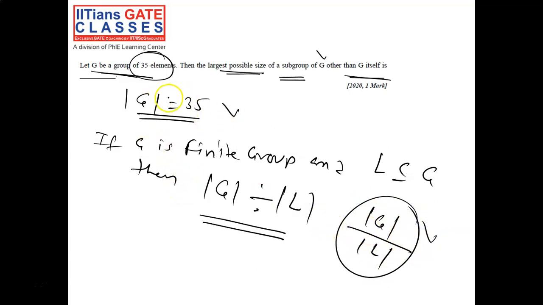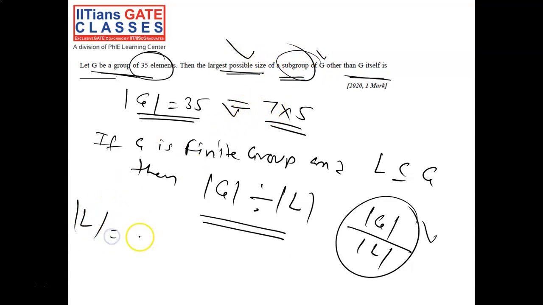Now your order of G is 35. 35 is nothing but 7 into 5. So the largest possible subgroup, if we want to find, will be a subgroup of size 7, because the subgroup of size 7 will divide 35. Remember, no other number greater than 7 can divide 35. Of course 35 can divide 35, but in the question he has given that we are interested in a subgroup other than G itself, so we cannot take 35.